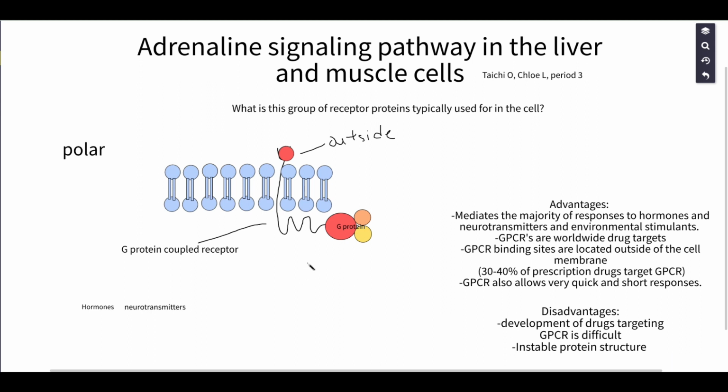The disadvantages of G protein coupled receptors are that the actual development of drugs that bind to GPCRs is very difficult. It is also very difficult to determine the structure of G protein coupled receptors because of their instability.